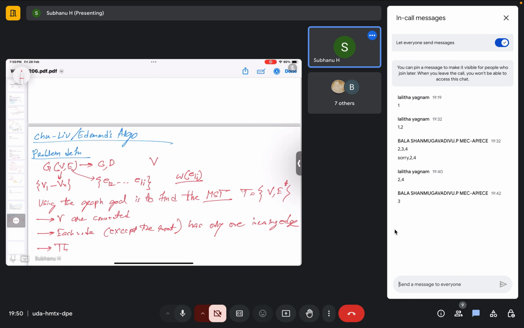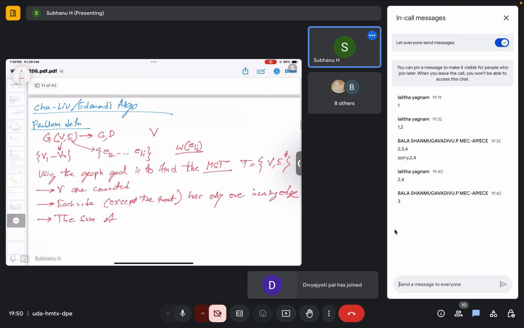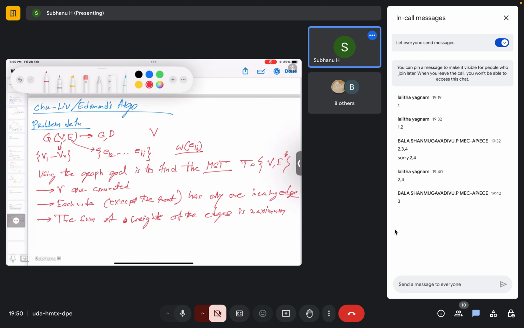Then the sum of weights of the edges is maximum. So what is my point? Each node except the root node has only one incoming edge. Got it? Now the sum of weights of the edges is maximum. So this should be my condition. Right?